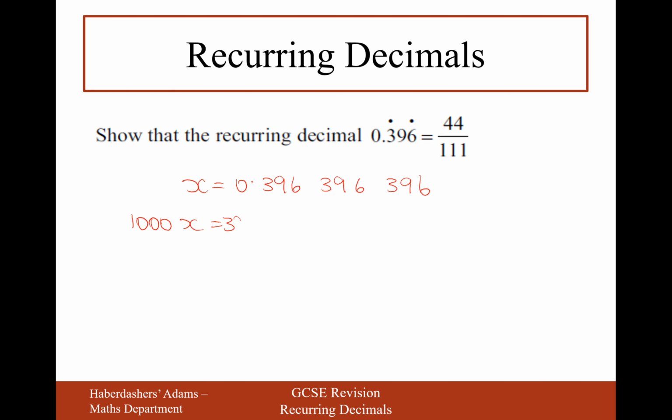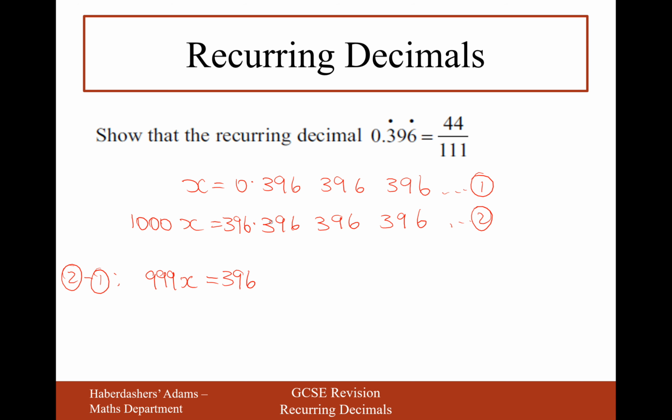So it's going to be 396.396396396. And now that we've got all the decimal digits nicely lined up, we can now do the subtraction. So 1000x take away x is 999x, equals the subtraction, 396 take away 0 is 396. All the digits in the decimal places cancel out.